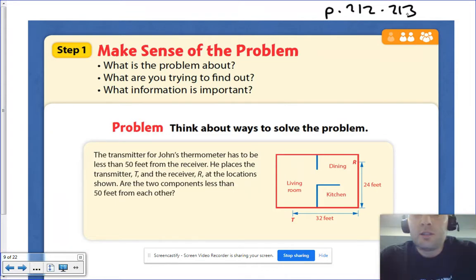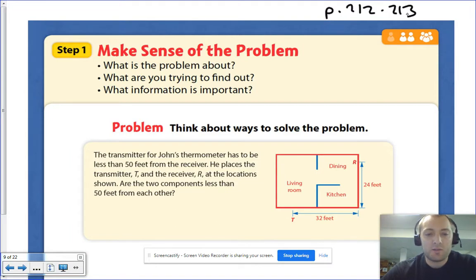All right, so I'd like to see you follow along, take some notes. Really try this problem at the beginning on your own first, if you can. It says the transmitter for John's thermometer has to be less than 50 feet from the receiver. You probably know if you have Wi-Fi at your house that the closer you are to the modem, the better signal you have for the Wi-Fi. If you're too far away, it doesn't work. It works the same way for a digital thermometer. It has to be within 50 feet of the receiver.